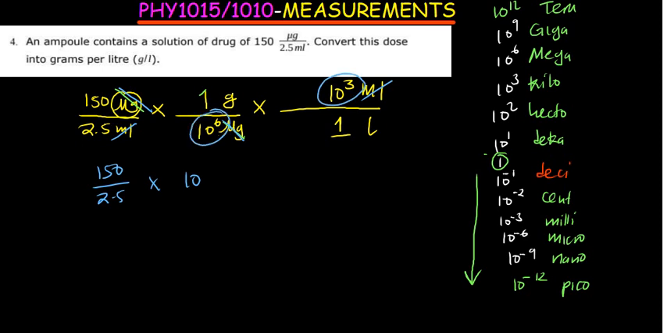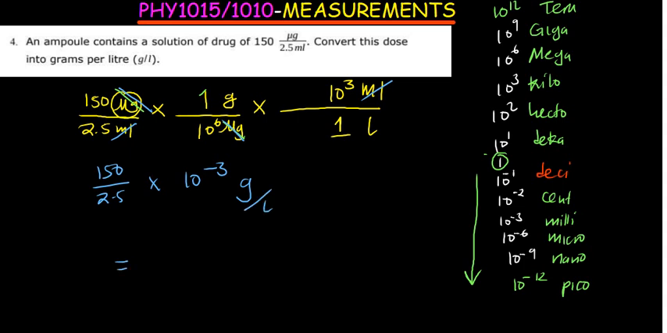When same bases are dividing, you can see one is on top, one is down. You can subtract the powers. Therefore, you start always with the one on top. That will be 3 minus 6, which is a negative 3. And then on top we have got a gram, down we have got a liter. So the answer is going to be in gram per liter.